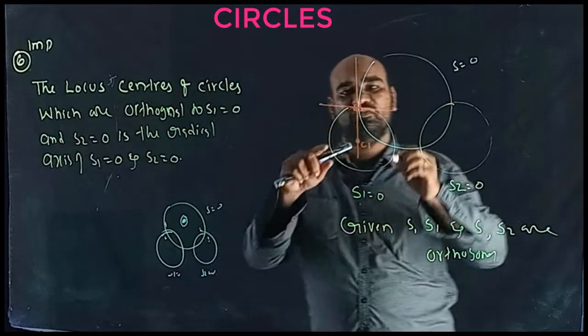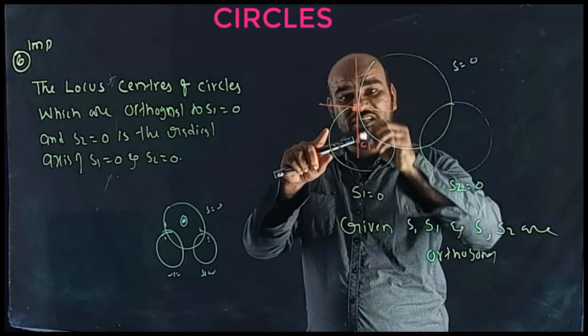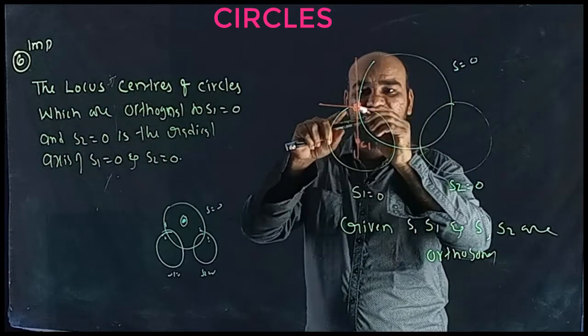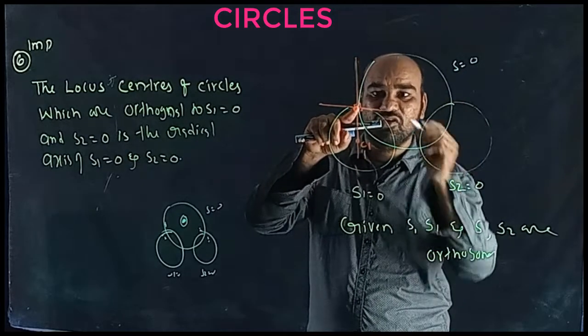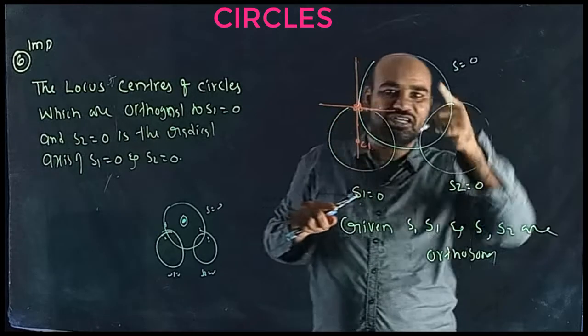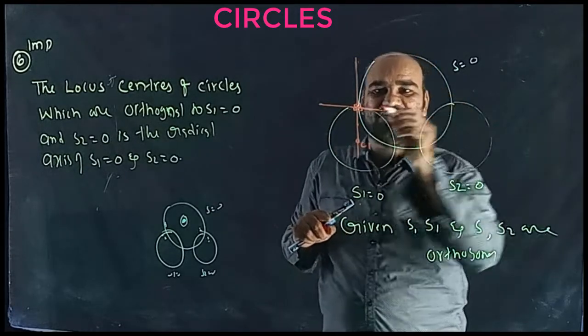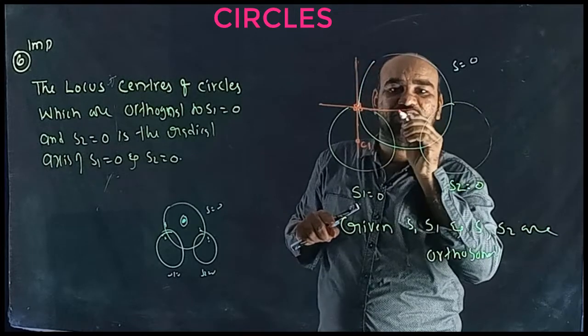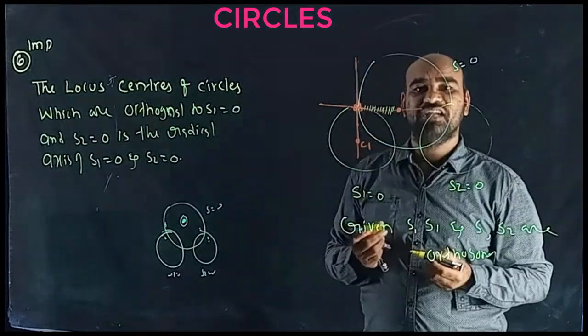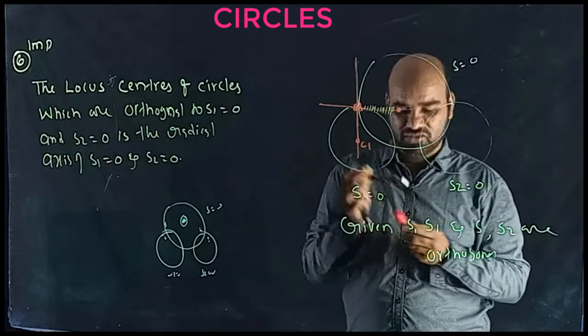Okay. Now, so this is the tangent to the circle S equal to 0. This is a point on the circle S equal to 0. Through that point, a line drawn perpendicular to the tangent should pass through center of the circle only. No? Means if you extend this, it will pass through center of the circle. So what it shows, this is the radius of S equal to 0.